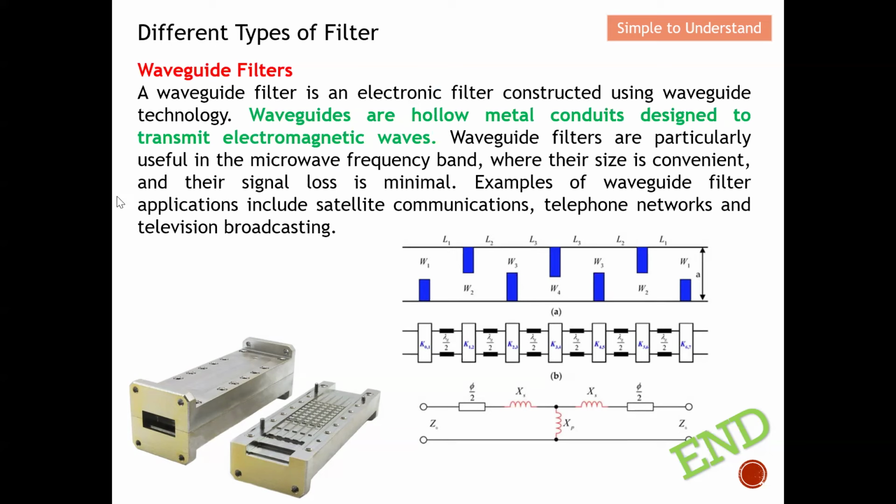Examples of waveguide filter applications include satellite communication, telephone networks, and television broadcast. Because of the microwave frequency, the waveguide filter becomes smaller. You can design the waveguide as you can see from here. With this, I would like to end my discussion. Firstly, I have introduced the different types of filter from low pass, high pass, band pass, and band stop. And then next, I gave you an example for each of these different types of filter.